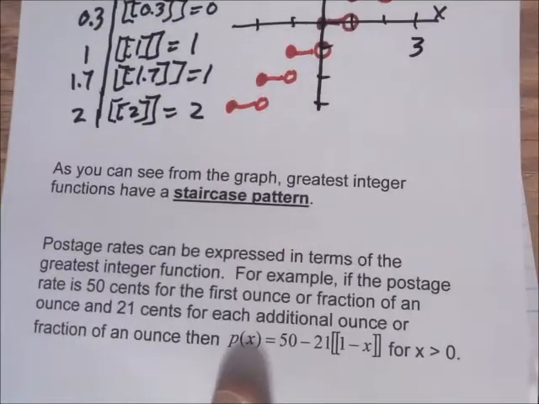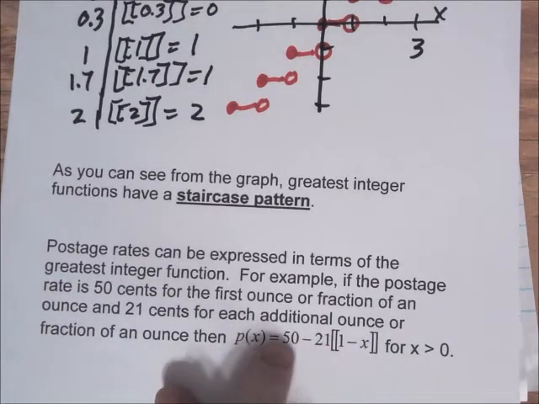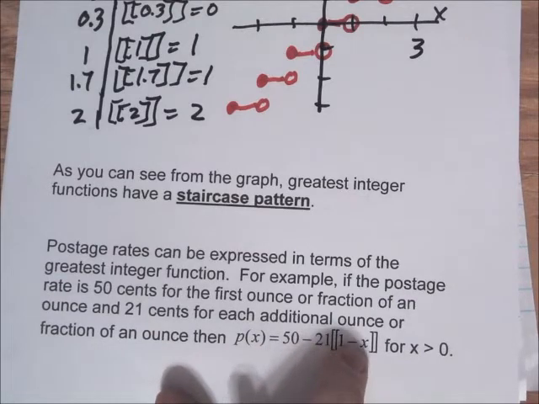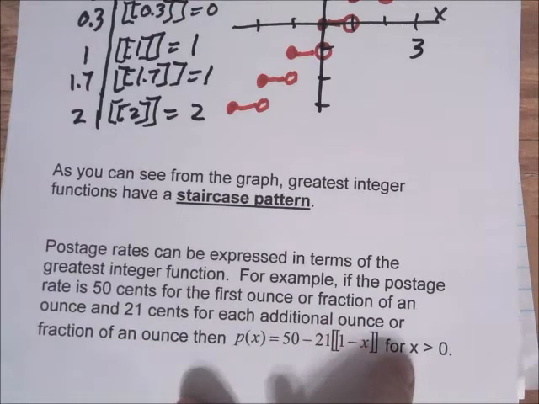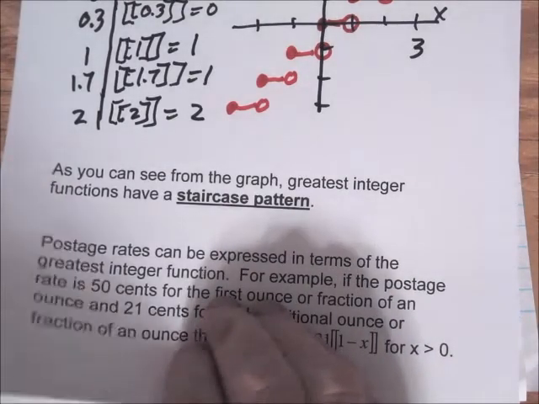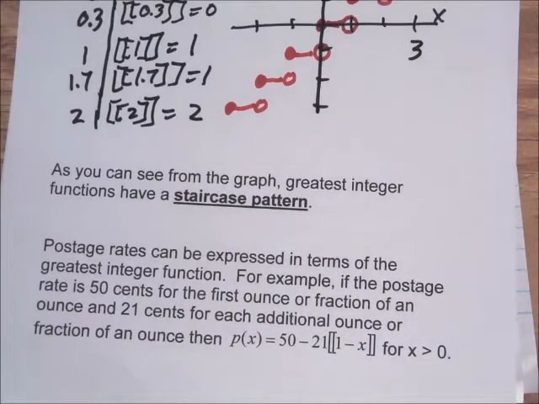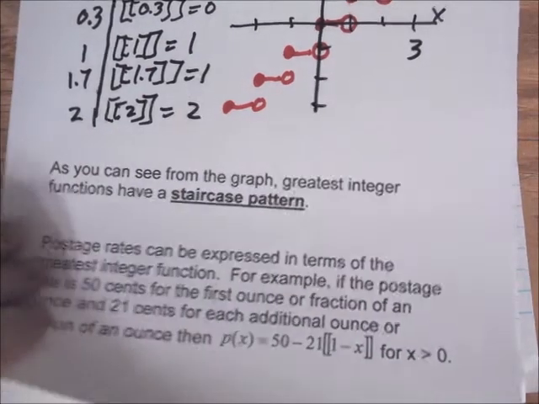One application would be the postage rate. At one point it was 50 cents for the first ounce or fraction of an ounce and 21 cents for each additional ounce. So that can be expressed in terms of the greatest integer function: 50 minus 21 times the greatest integer of 1 minus x, and that applies for x greater than 0. It doesn't make sense for x equals 0 or x negative. You can't have a letter weighing a negative amount.